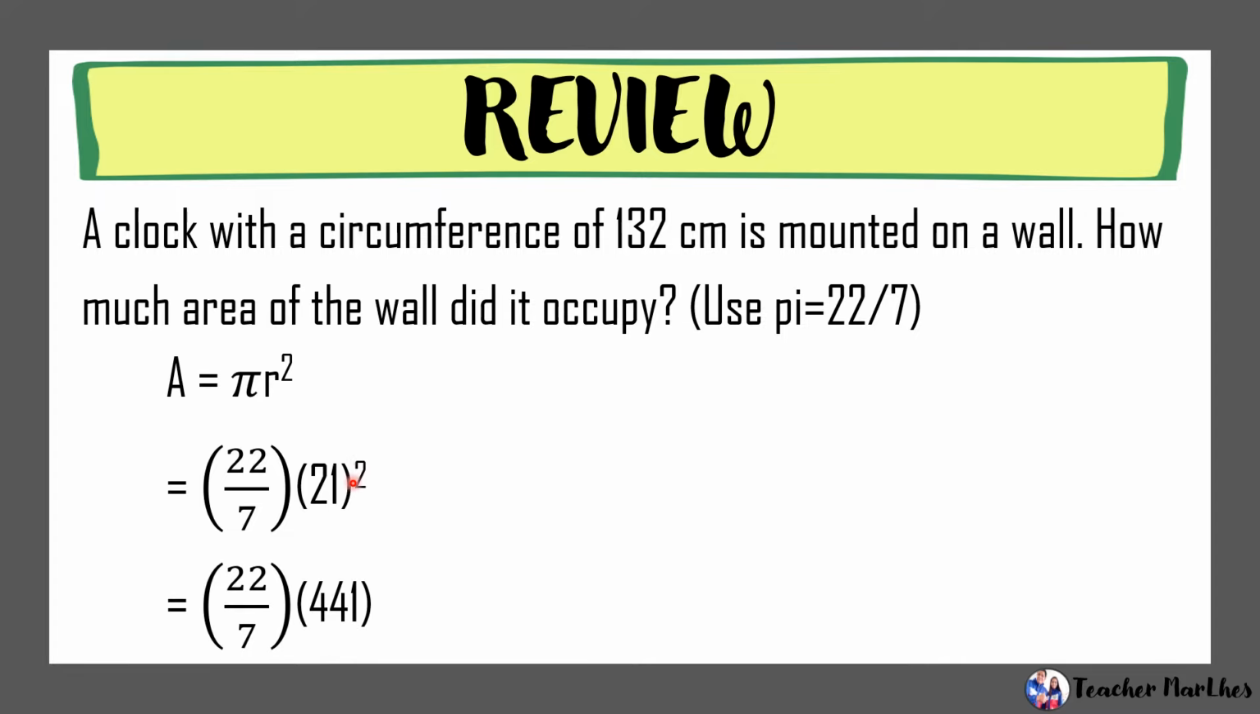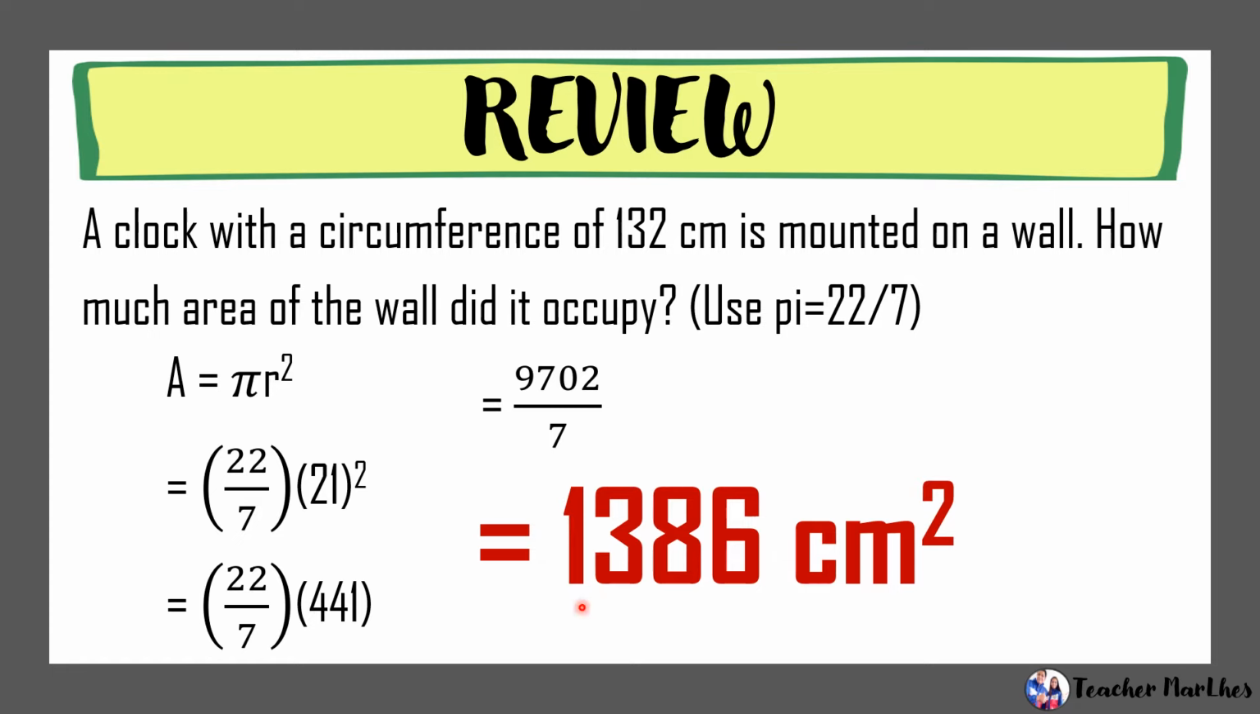Since meron tayo ditong exponent, ibig sabihin ay multiply by itself 2 times. So we have 21 times 21 is equal to 441. Then multiply to the numerator. 22 times 441 is equal to 9,702 over 7, or divided by 7 is equal to 1,386 square centimeter. So the area of the clock is equal to 1,386 square centimeter.